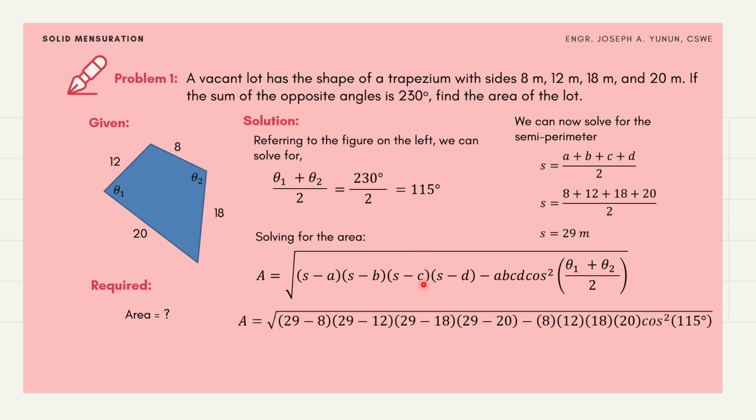Substituting those values, we'll have this equation. And simplifying that using your scientific calculator, you have an area of 170.80 square meters.